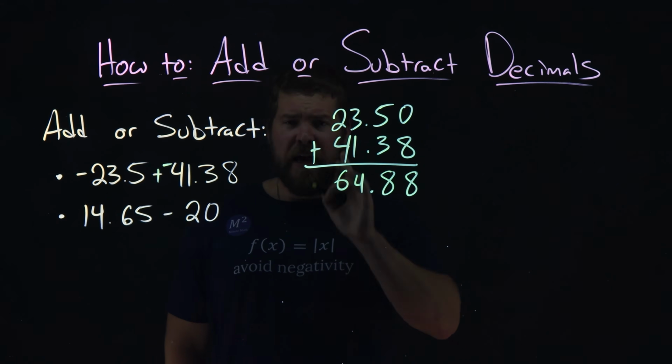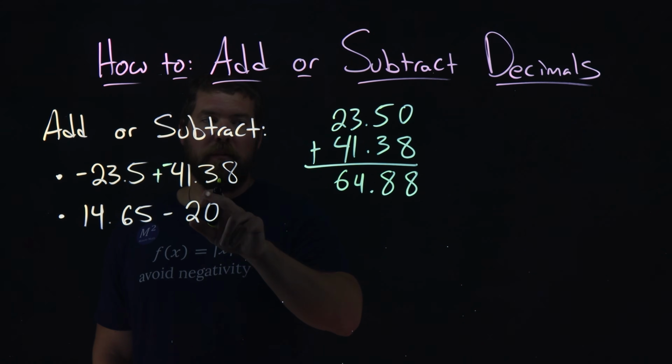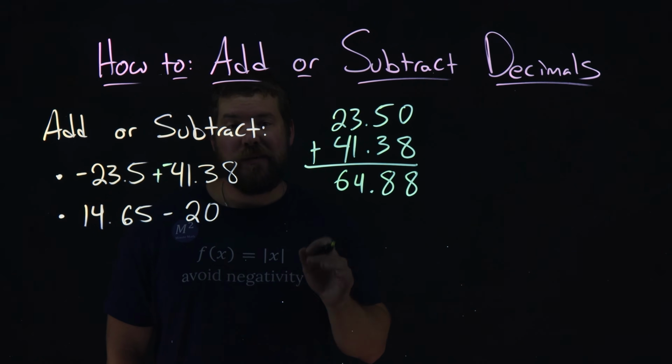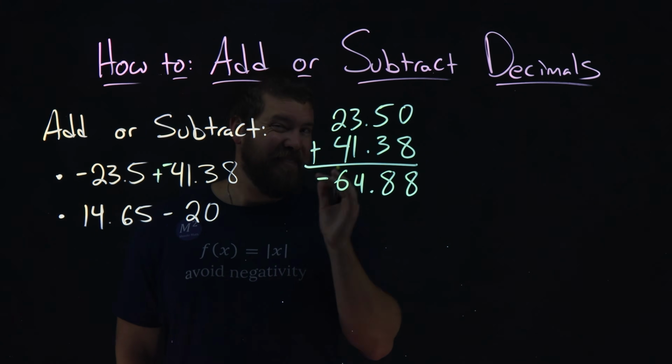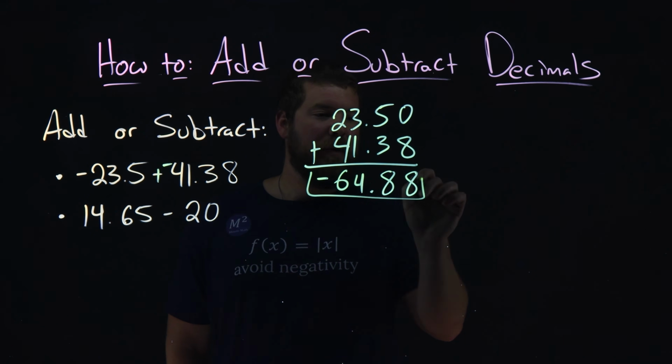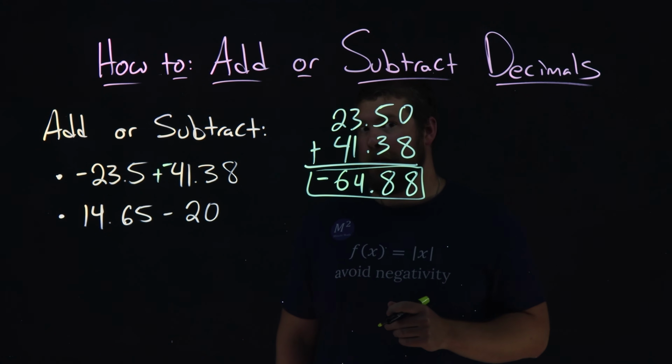Pretty easy here. Now this is where we have to be careful. Remember, we said we're adding two negative numbers, so our final result has to be negative. So I'm going to slap on a negative up here, knowing that's what we need to do, and there we have it. Our answer for the first part is negative 64.88.